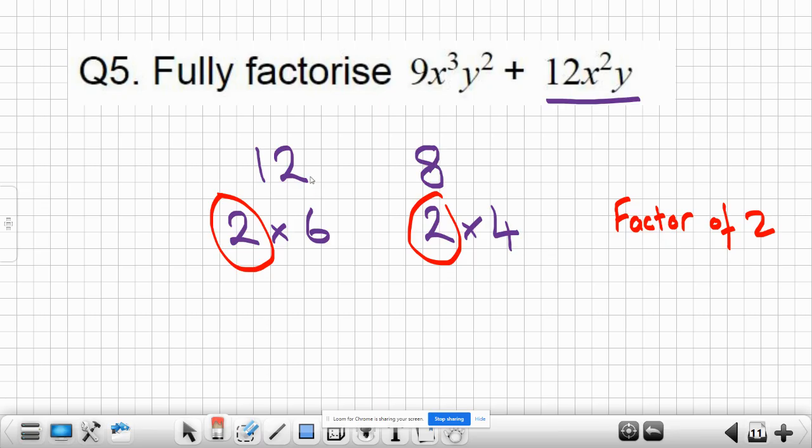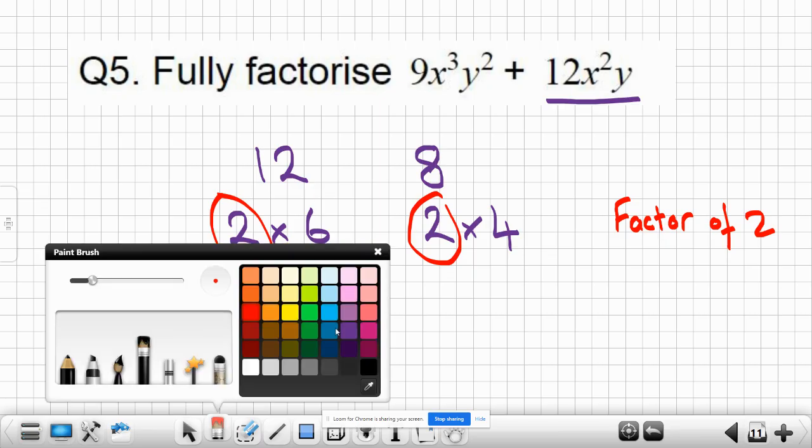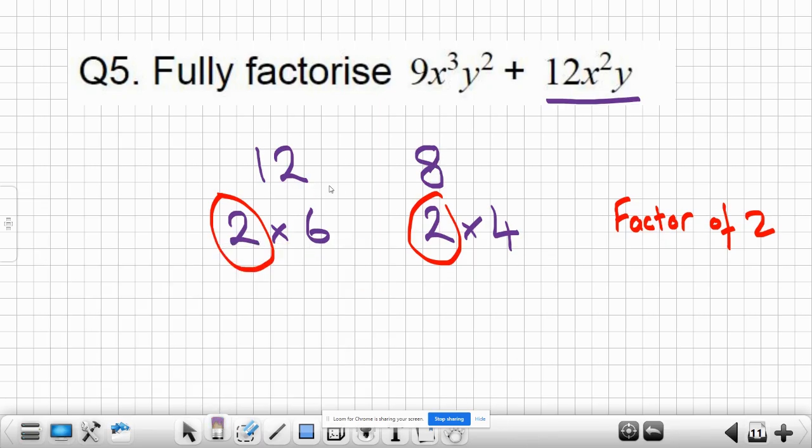But if you go back to those numbers, you can probably see that they're going to have a higher factor. If we were looking for the highest common factor, it's going to be 4. So what we've done is not wrong. We've found a shared factor. But what we haven't done is found the highest common factor. And fully factorise really means the same thing. We're looking for the highest common factor.